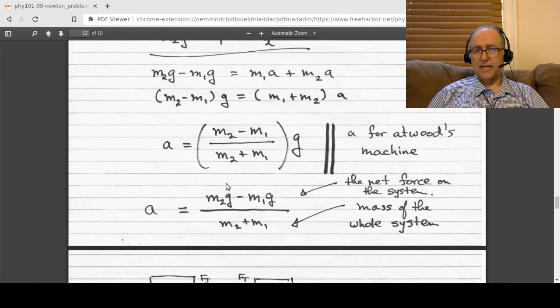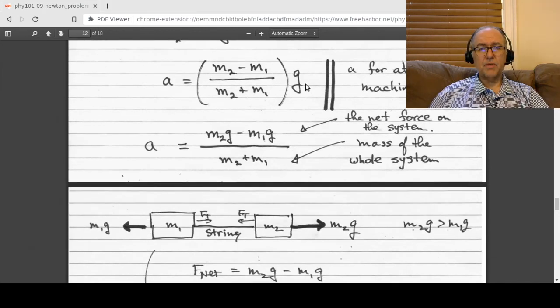Now, I don't want to just leave it at this. I want to give you a little bit of intuition. It might help, it might not. Let's see if we can understand this equation. We could have almost guessed it at the beginning. Let's take a look at the top, and I purposely put the G with the M's here.